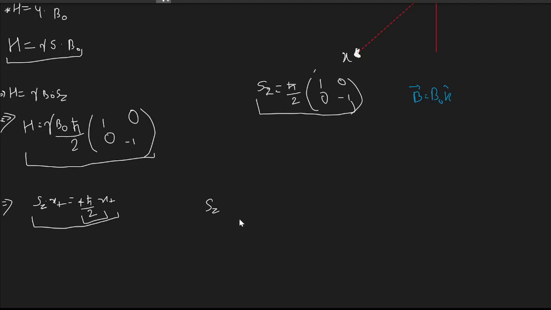So just like this, when you do the same thing with the other state, this sign means that the spin is spin down. So this is negative h bar divided by 2 times x minus. This is the second eigenvalue equation, and this is the corresponding eigenvalue, and this eigenvalue will show you what the spin of that particular particle is.